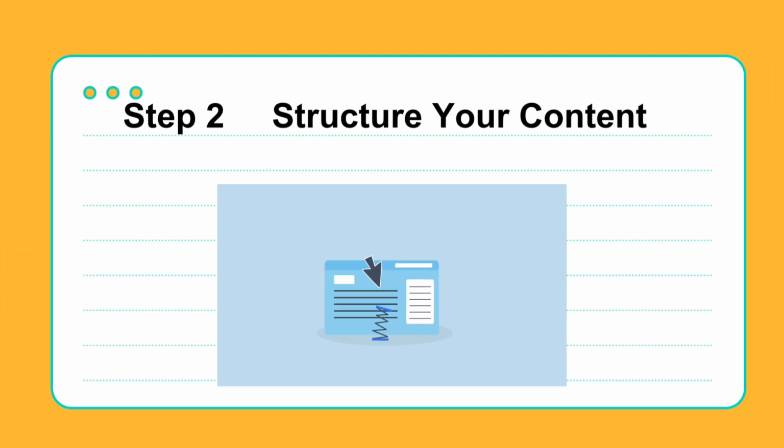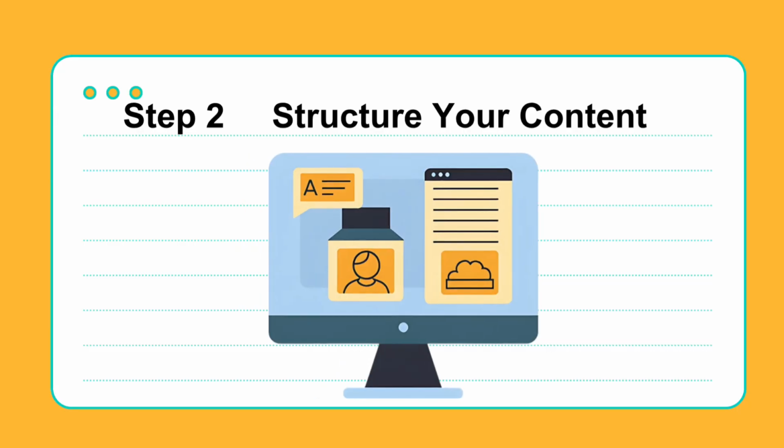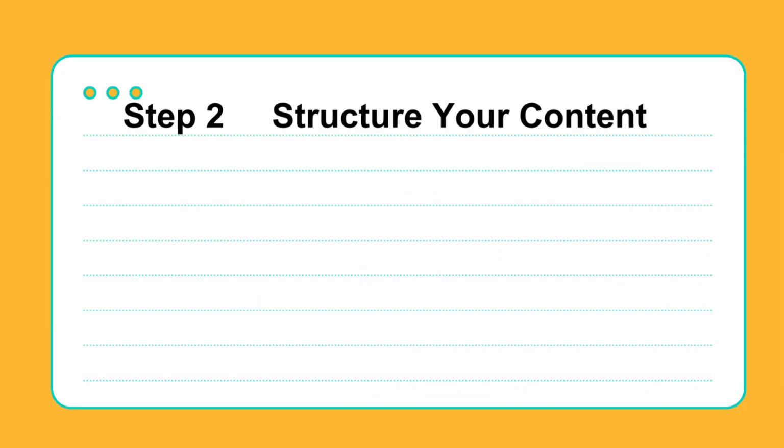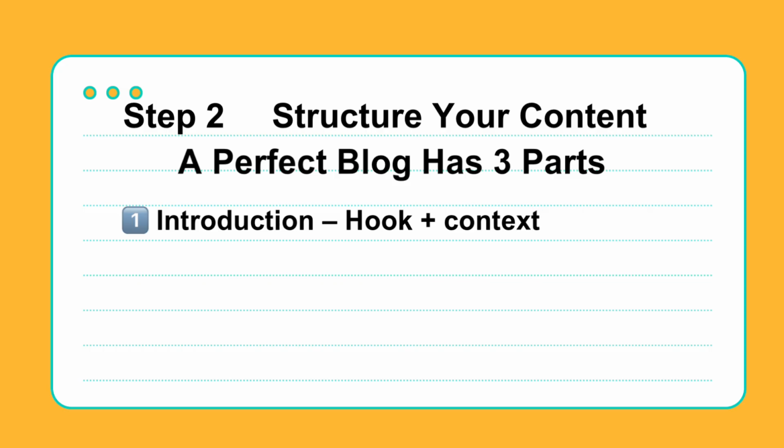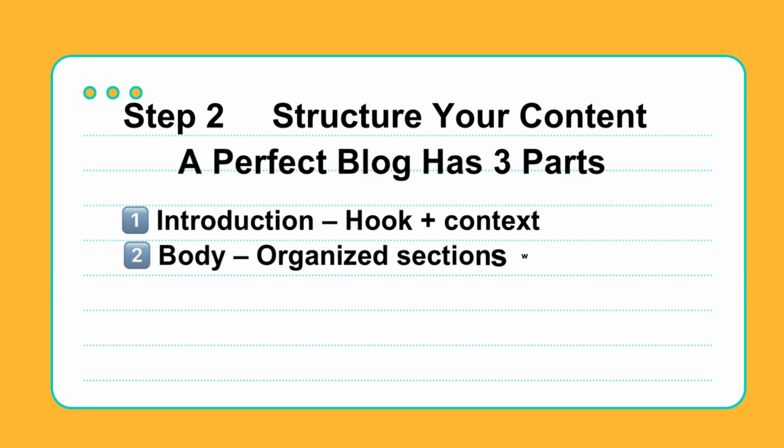Step 2. Structure your content properly. Good content does not mean writing very long paragraphs. Your content should have a clear and organized structure. Always remember this basic structure. 1. Introduction. A short overview of the topic with an engaging hook. 2. Body. Divide the main information into clear sections. For example, price range, battery life, design, and performance recommendation list.